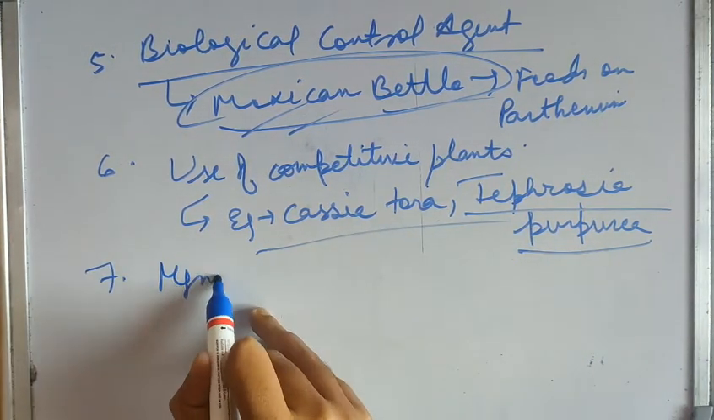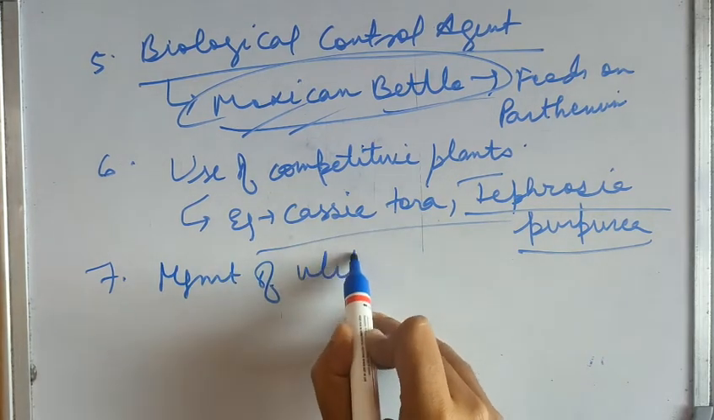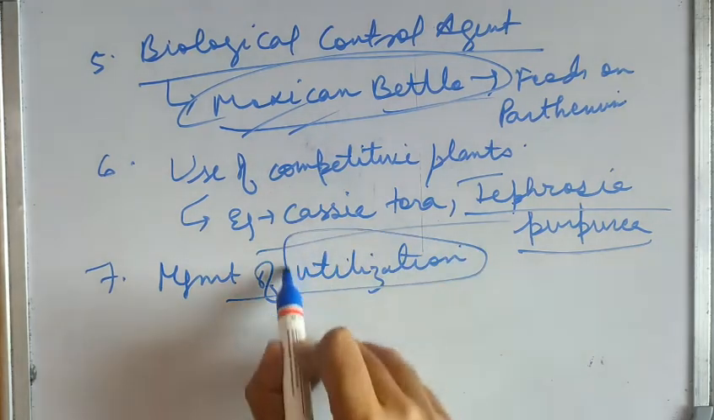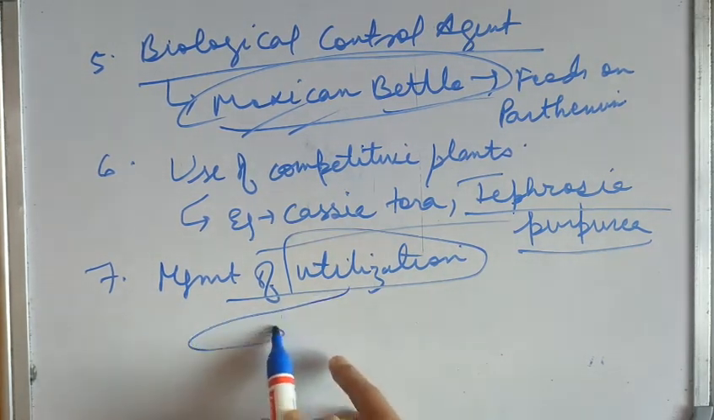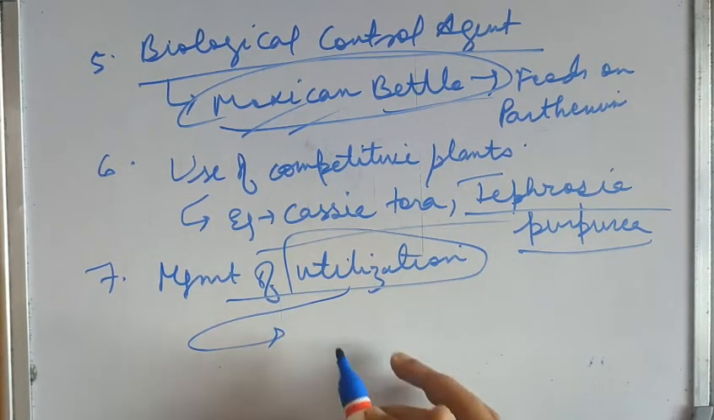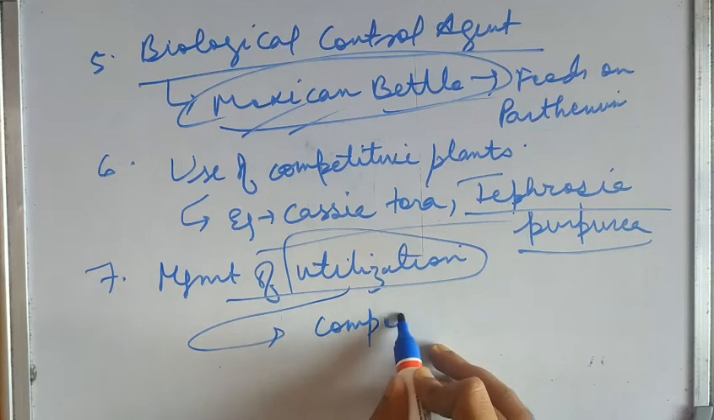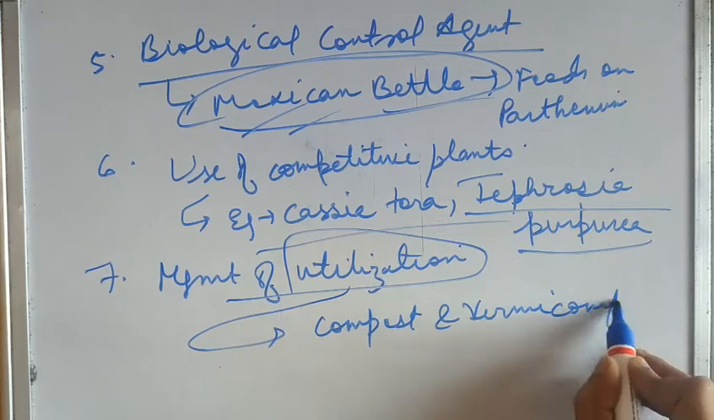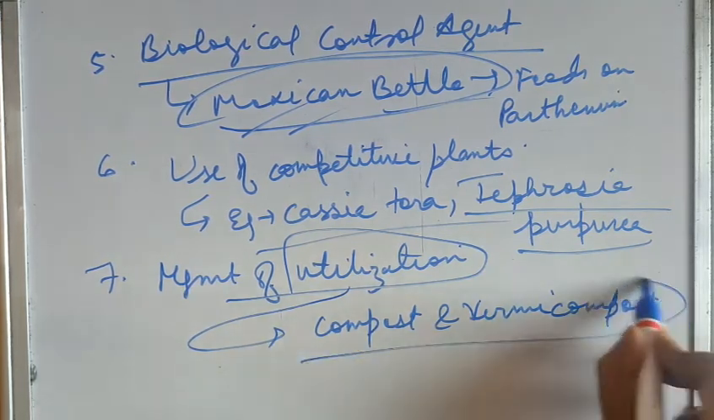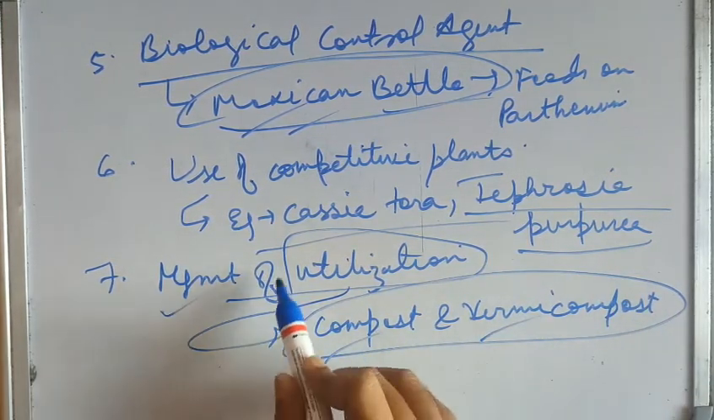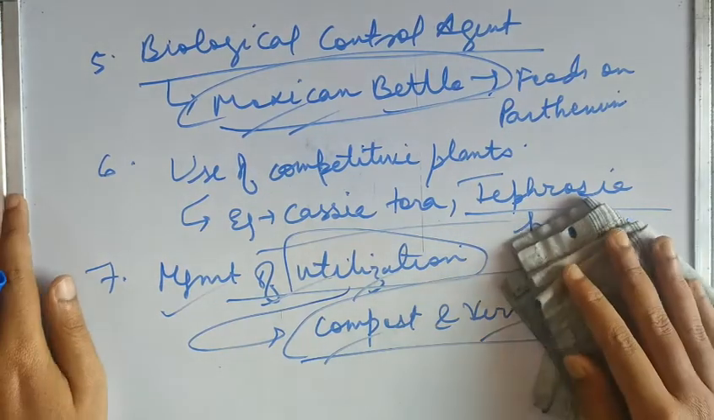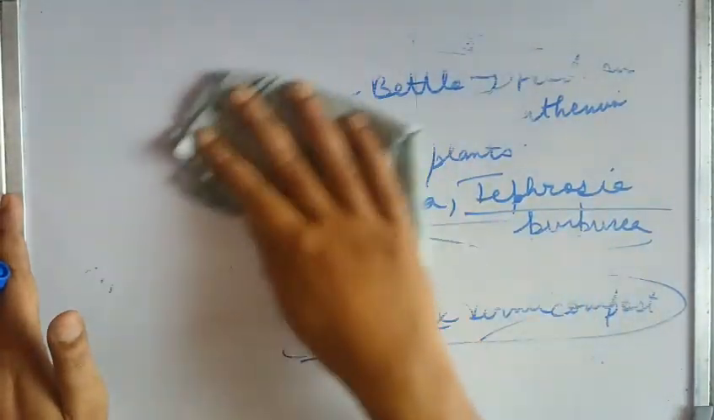Management of utilization, very important. If we are not able to control Parthenium, then utilize it. How? Where can we utilize Parthenium? In compost making, compost and vermicompost. Parthenium can be used highly in compost and vermicompost making. That is what management of utilization is. Hope you all understand it.